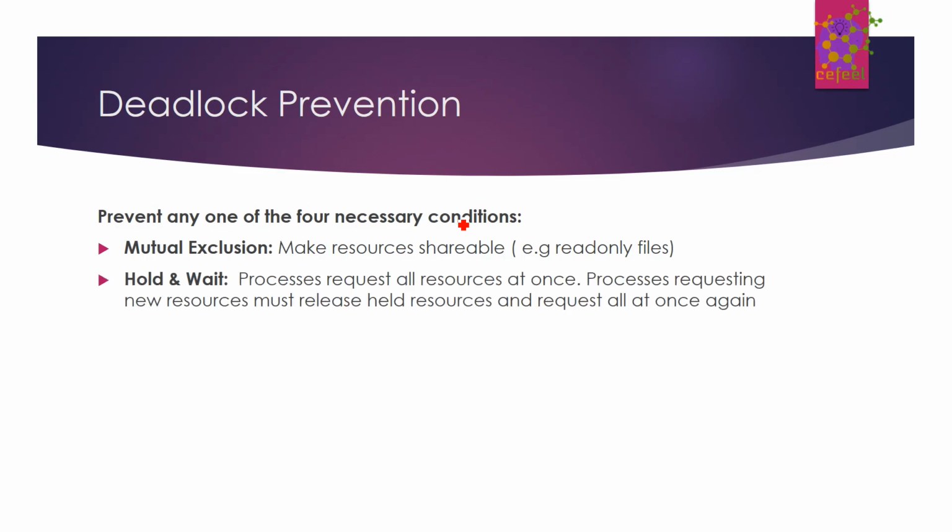The second condition is hold and wait. So we ensure we break the hold and wait condition, which means one way to handle this is we let processes know that they must request all resources at once. Whenever they want resources, they request all of them at one point, and at that time we see if all the resources can be allocated; if so, we allocate them, otherwise we do not. Similarly, if the process wants additional resources, it has to first release its resources and then request all of them again.